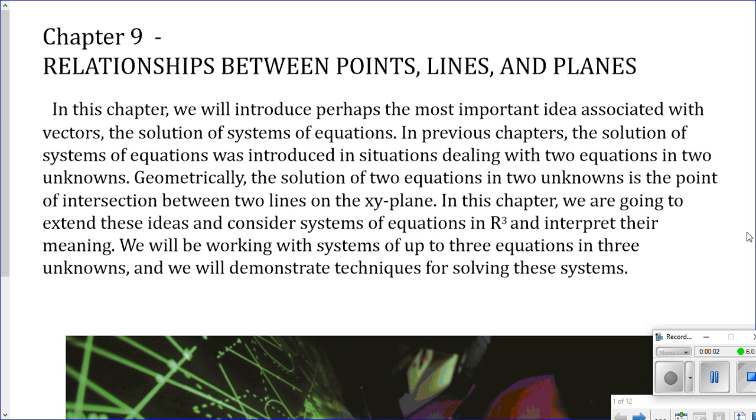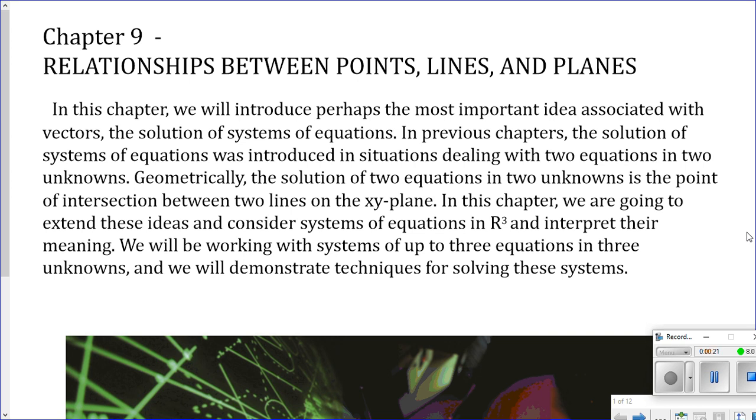Okay, chapter 9 brings us to the final chapter in the textbook. Hopefully we'll get to a good chunk of this. It describes the relationship between points and lines and planes in 3 space. And really, it's about solving systems of equations.